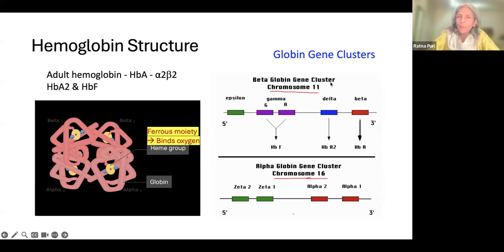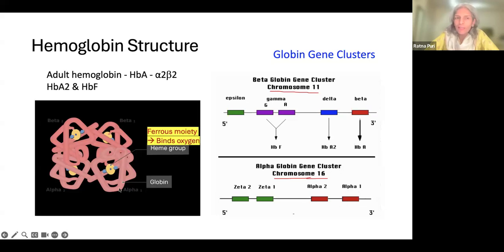Now remember I told you that there's alpha, beta, gamma. A globin is a protein, and a protein has to be formed from a gene. So we have 2 big clusters within our body. One is on chromosome 11. This is the beta globin gene. And this beta globin gene goes to form the beta part of the globin, and therefore it is important to form hemoglobin A along with alpha.